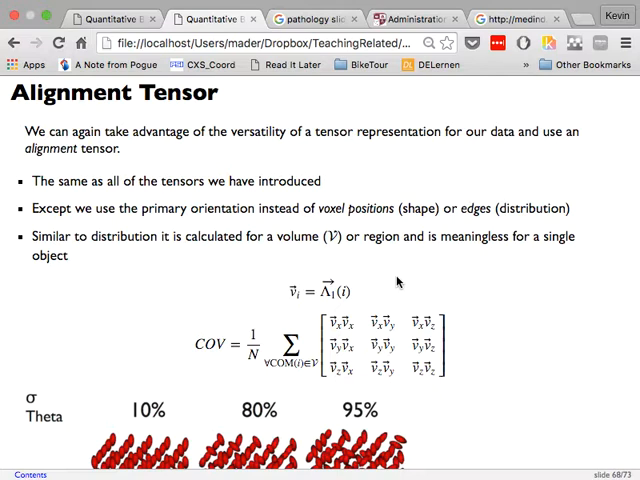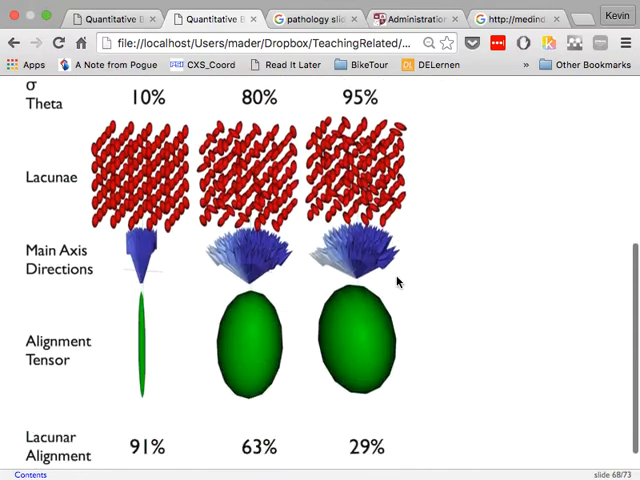And what we take here is we take all of the vectors that we had before and we put them together in a tensor. And so rather than taking all the individual voxel positions, as we did for the shape tensor, or the individual links of this Delaunay triangulation, as we did for the distribution tensor, we take the orientation of a bunch of different objects and calculate the covariance and then the principal component analysis to have the alignment tensor that describes this object.